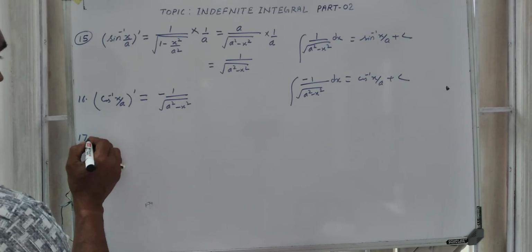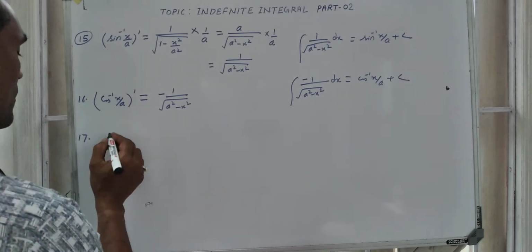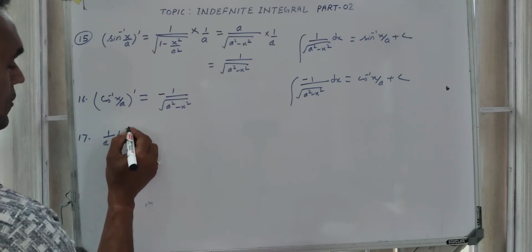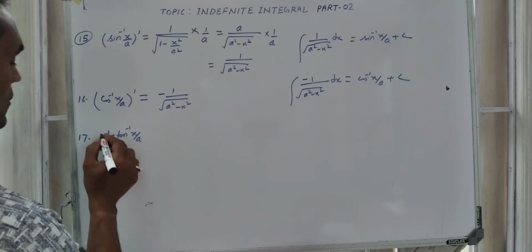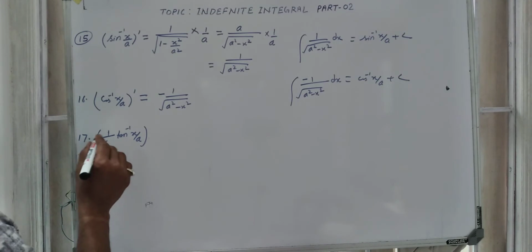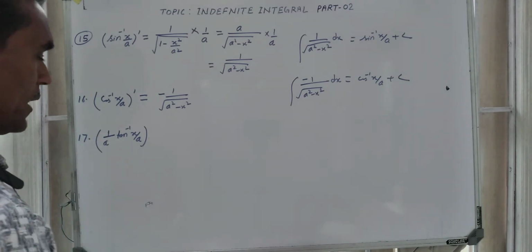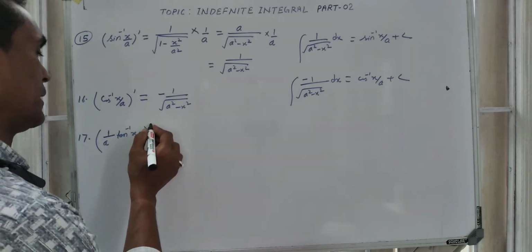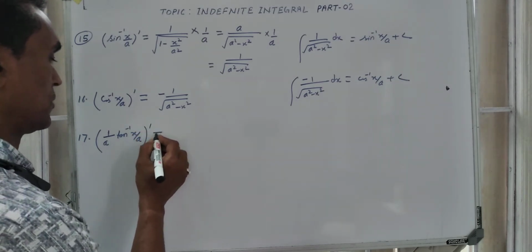Now the next formula, 1 by a tan inverse x by a. We have multiplied here by 1 by a, so that on the right hand side, the derivative, we get the standard form.